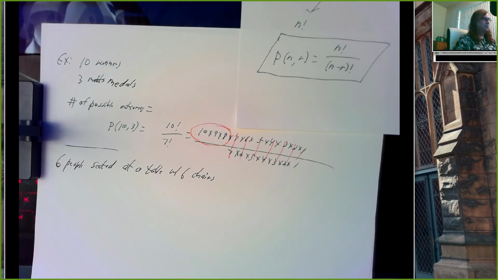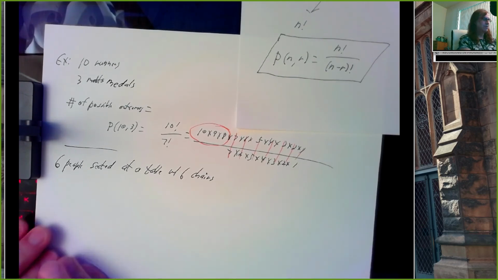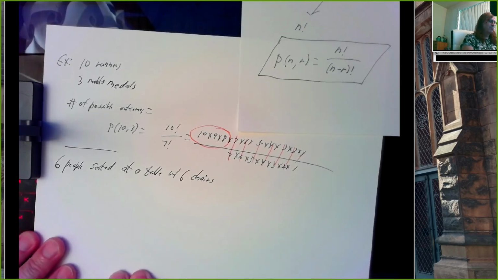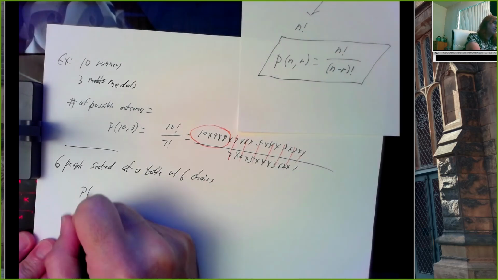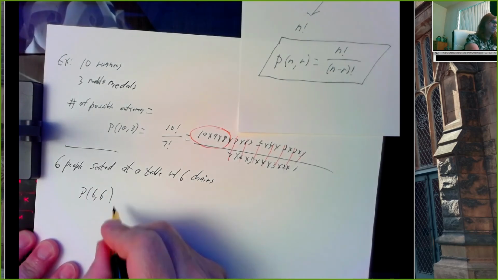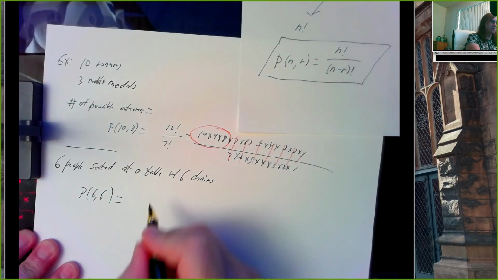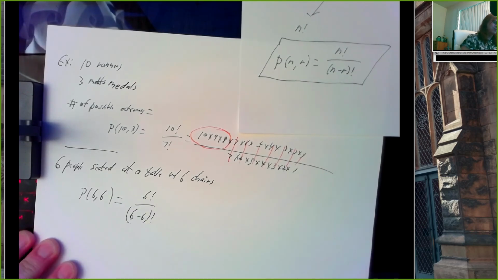All right, so you've got a group of 6 people. You're trying to choose 6 of them and place them in a particular order, right? If we just number our chairs from 1 through 6, or A through F, we can ask how many ways we can rearrange these 6 people. Well, this is just P(6,6), 6 people taken from a group of 6. And our formula tells us this is 6 factorial over (6 minus 6) factorial.